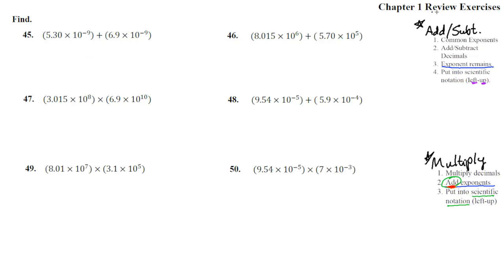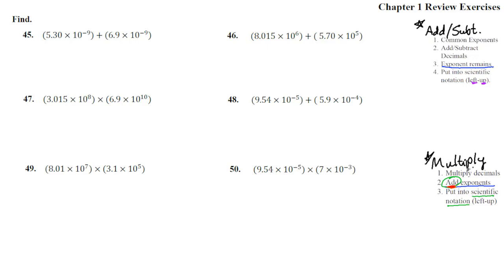Here we are in Chapter 1 review exercises, numbers 45 through 50. Here we're finding these, which means we could be adding, subtracting, multiplying, scientific notation. So, a couple of quick reviews. On addition and subtraction, we have to get common exponents. We might have to use that left up trick to get those common exponents. And then we add or subtract the decimals. And that exponent that we found that was common stays the same.